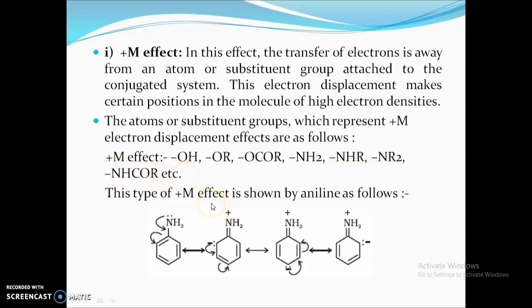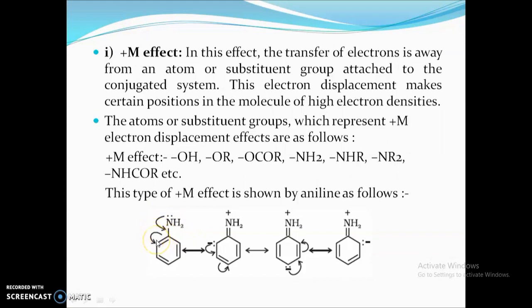This type of plus M effect is observed in the case of aniline, which is shown over here. In aniline, the NH2 group is attached to the benzene ring, where nitrogen has a lone pair of electrons. Now, this lone pair of electrons is in conjugation with this multiple bond, the double bond. So, mesomeric effect will be there. The lone pair of electrons is shifted over here.